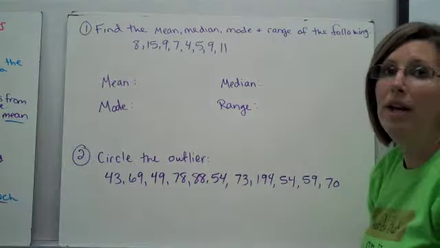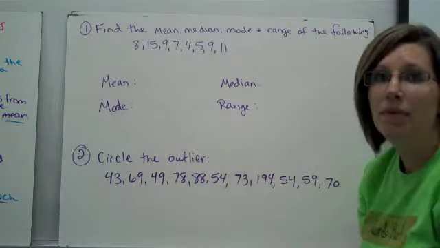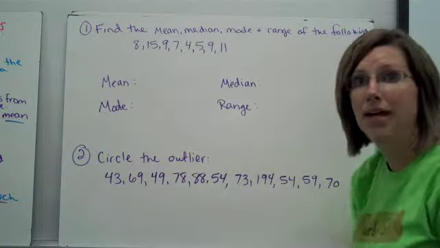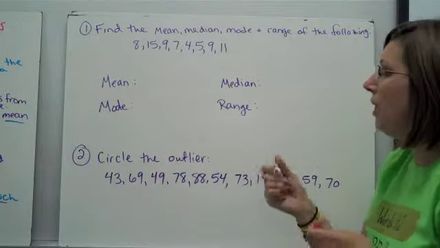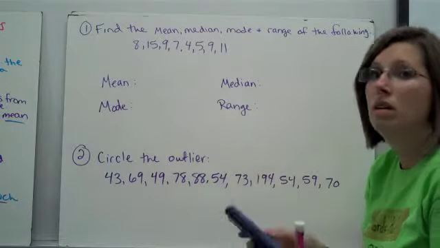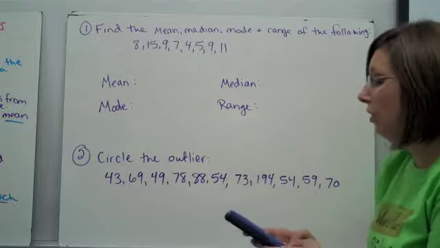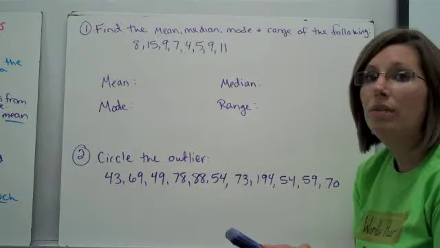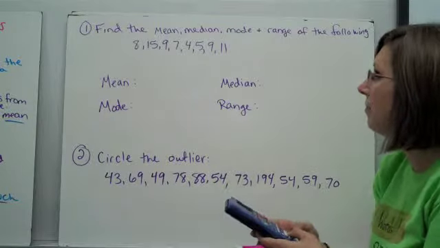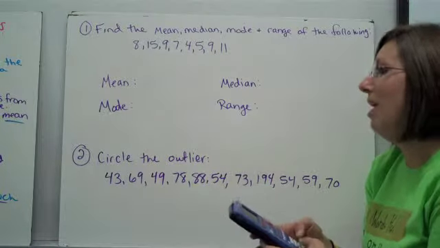Okay, problem number 1 says find the mean, median, mode, and range of the following, and it gives you a set of data. We have 1, 2, 3, 4, 5, 6, 7, 8 pieces of data. So to find the mean, we are literally going to pick up our calculator. We're going to type in all of these numbers. We're going to hit enter so we get a sum. Because your calculator knows order of operations, if you don't hit enter at the end of adding all of these numbers up, then your calculator is not going to find the mean. It's going to do something else.